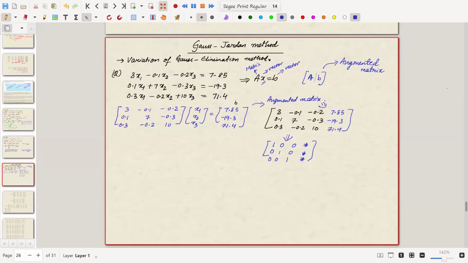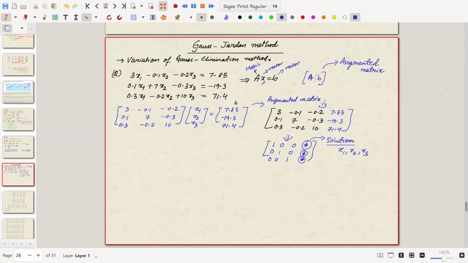And then you should do the same operations with the last column. No issue, it will change, of course. But then the star element which you will get is the solution you are looking for, the solution x1, x2, x3. So with just this simple operation, you are solving this system of linear equations. You can appreciate this method.